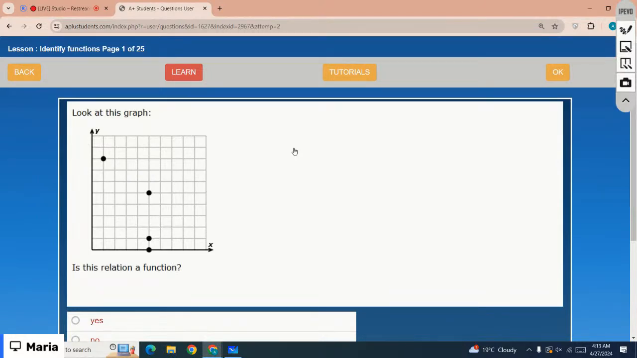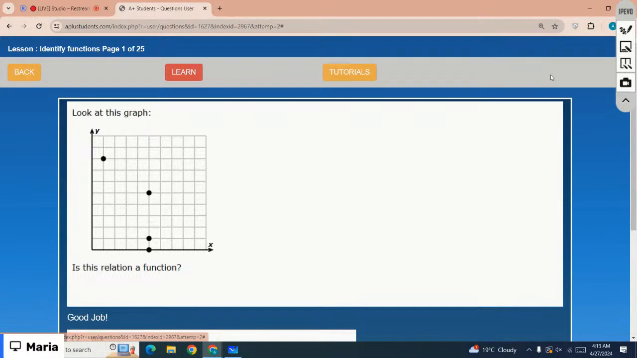Look at this graph. Is this relation a function? Which is the correct option? The correct option is no. Because a relation is a function if for each x value you have only one y value. But here you can see for one x value you have one, two, three y values, right? So no, this isn't a function. The correct option is no.